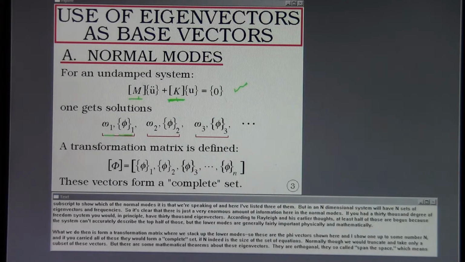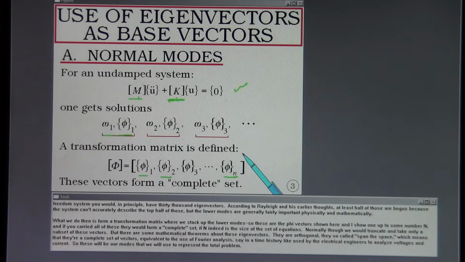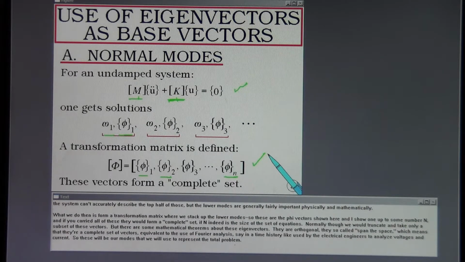What we do then is form a transformation matrix where we stack up the lower modes. So these are the phi vectors shown here, and I show 1 up to some number n. And if you carried all of these, they would form a complete set, if n indeed is the size of the set of equations. Normally, though, we will truncate and take only a subset of these vectors. But there are some mathematical theorems about these eigenvectors. They are orthogonal. They so-called span the space, which means that they're a complete set of vectors equivalent to the use of Fourier analysis, say, in a time history like used by the electrical engineers to analyze voltages and current. So these will be our modes that we will use to represent the total problem.